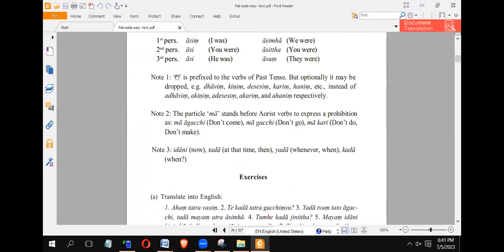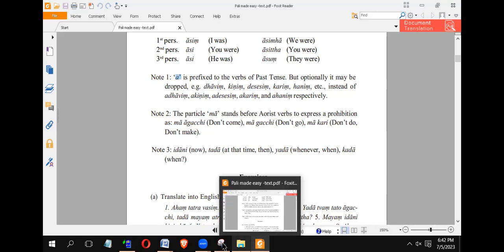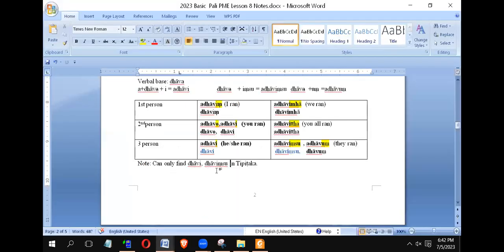Now on the next page: a is a prefix to the verbs of the past tense, but optionally it may be dropped, like adavi, davi become davi. Akini drop becomes kini. Adesesim drop the a becomes desesim. Akarim drop the a, karim. Ahanim becomes hanim. So it's optional. Okay, no question, let me continue. So this is a possible form.